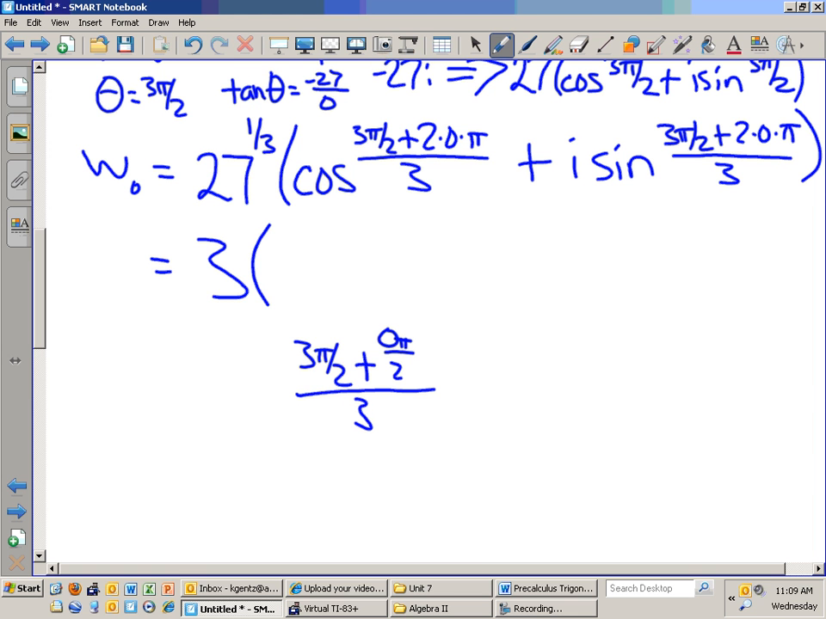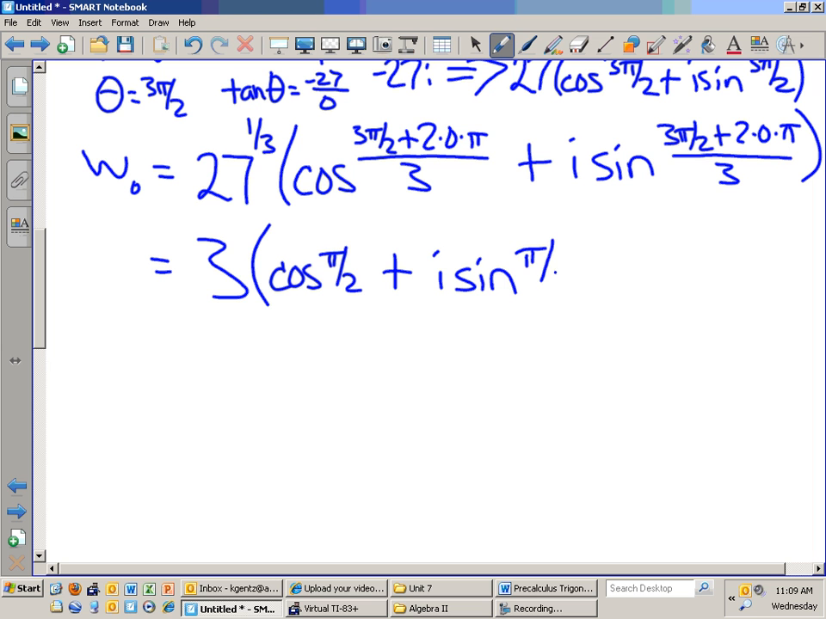Divided by 3. What's 3 pi over 2 plus 0 pi over 2? 3 pi over 2 divided by 3. Or 3 pi over 2 times 1 over 3. You just get pi over 2. So I'm going to refer back to those steps when we do our others. So all we have is pi over 2. Cosine of pi over 2 plus i times the sine of pi over 2.